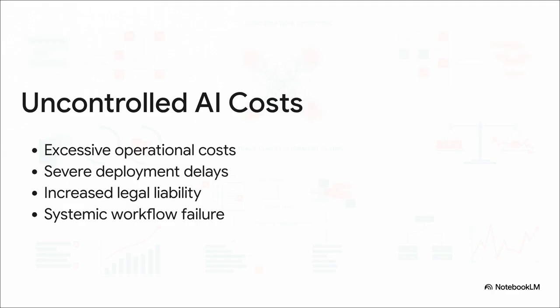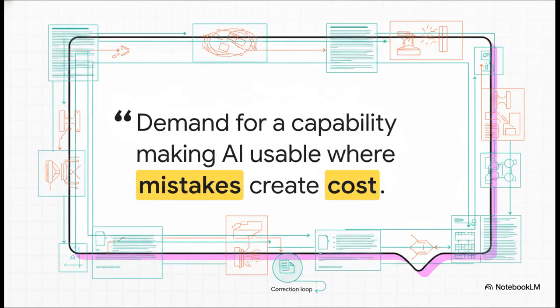Institutions out there are actively, desperately even, searching for methods to stop drift, contradiction, and unsupported claims before they ever materialize as a real business risk. Let me read this quote because it hits the nail right on the head. The demand for internal consistency checking is not the demand for another AI writing feature. It is the demand for a capability that makes AI usable in environments where mistakes create cost.